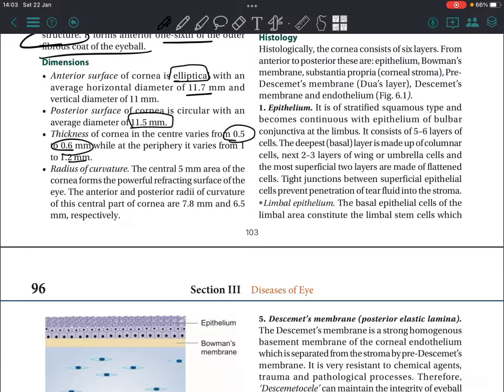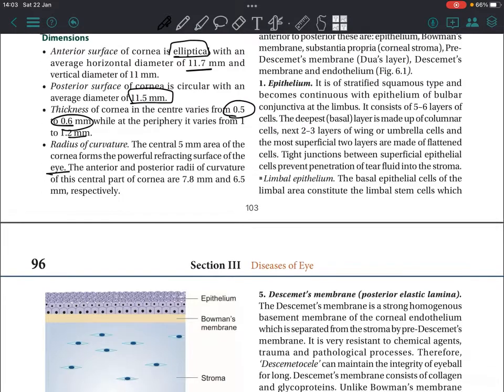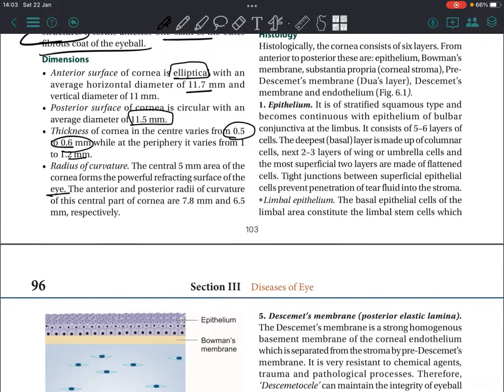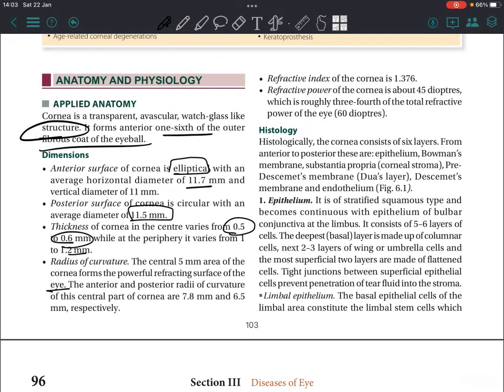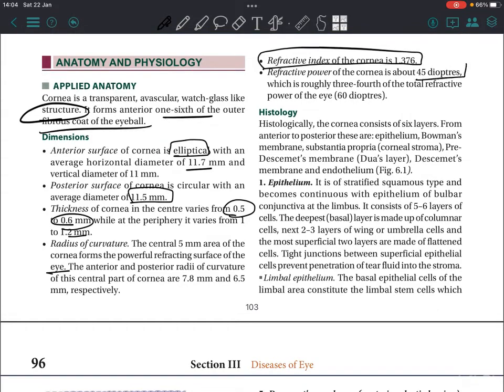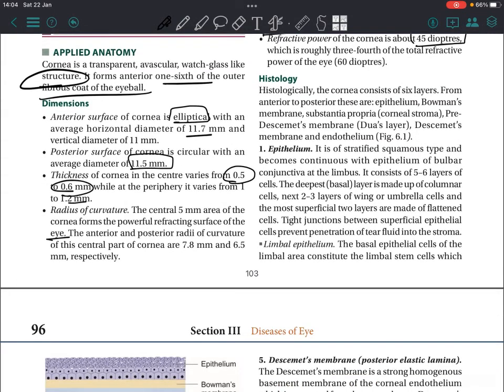Radius of curvature. The central 5 mm area of the cornea forms the powerful refracting surface of the eye. The anterior and posterior radii of curvature of the central part of the cornea are 7.8 and 6.5 mm. The refractive index of the cornea is 1.376. The refractive power of the cornea is about 45 diopters, which is roughly 3/4 of the total refractive power of the eye.